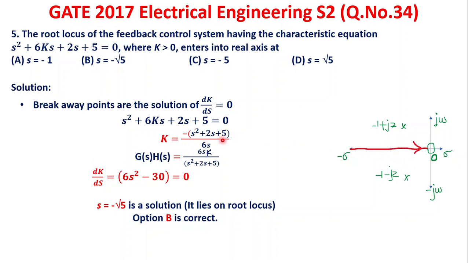So K is needed. So dk by ds, u by v, 6s square minus 30 equal to 0. So s is equal to minus root 5. Of course, we will get s is equal to root 5 also. But root 5 cannot be a breakaway point because it lies on the positive real axis, but the root locus lies only here. Therefore, minus root 5. Minus root 5 is this option. So option B is correct.